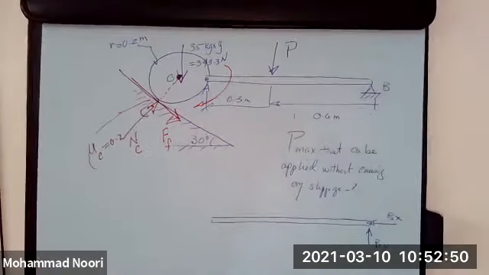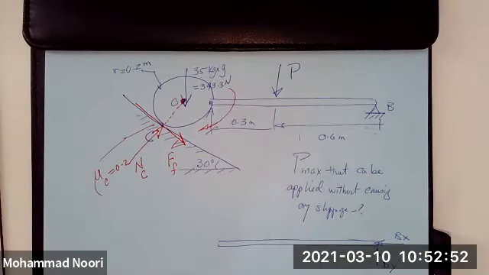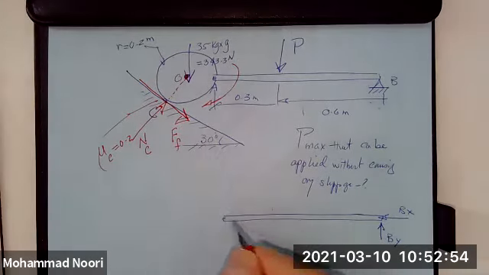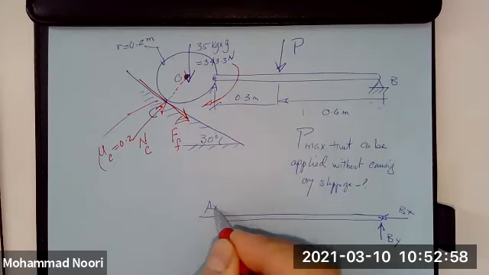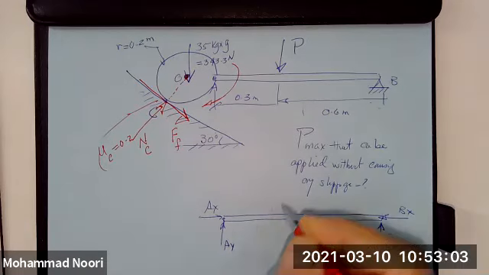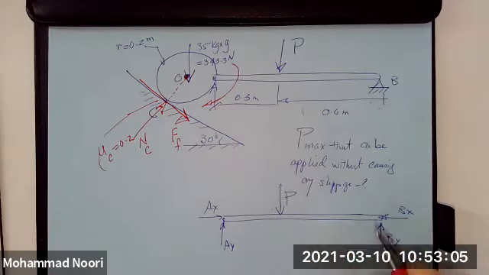And this is at this end, another pin connection. So let's assume these are the directions of the unknown forces. And then you have the supplied load P. This is 0.6 meter. This is 0.3 meter. So this is a free body diagram of that beam.